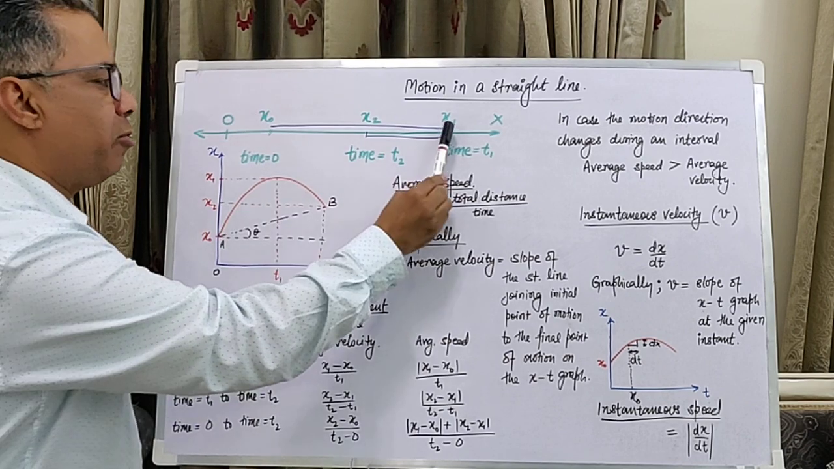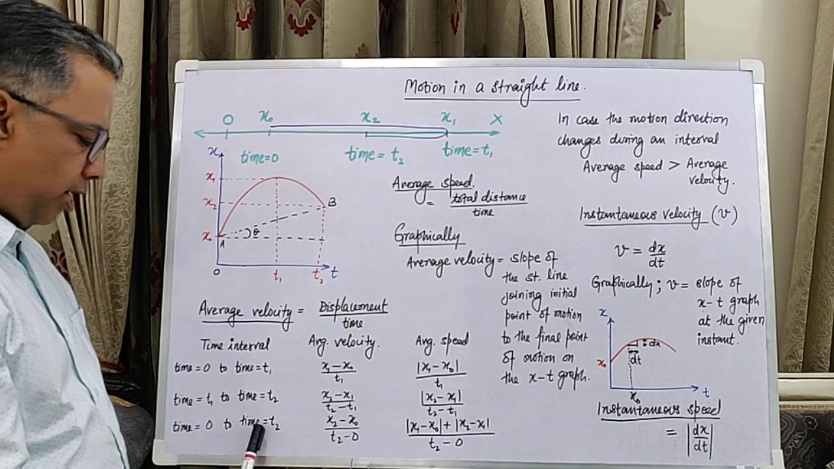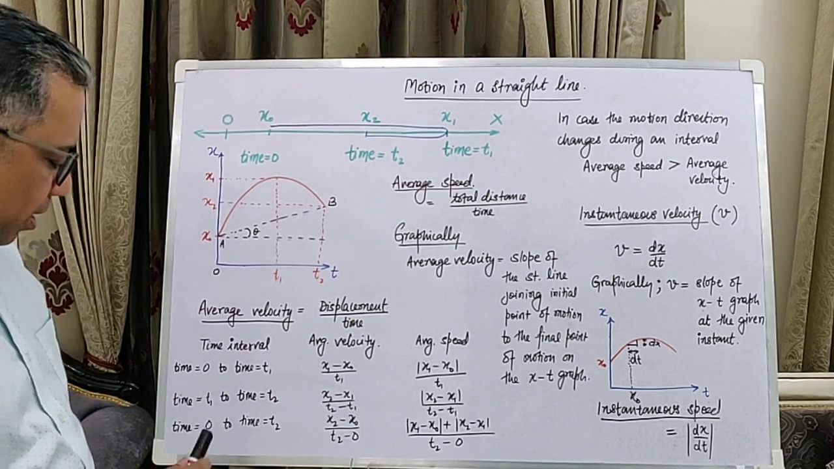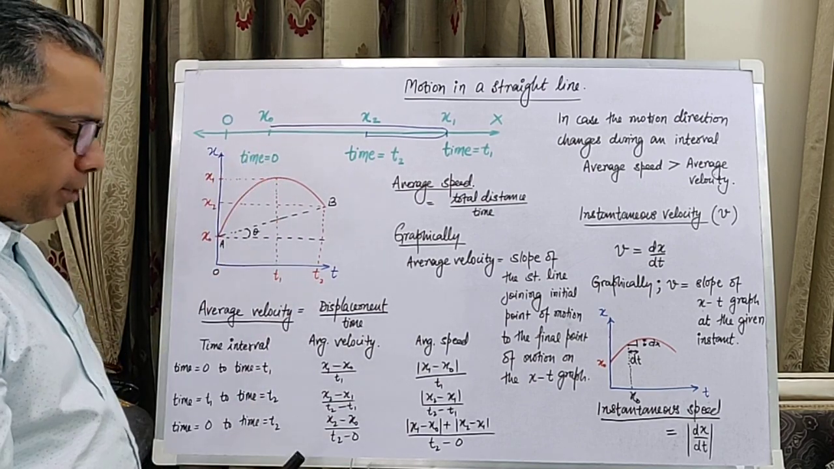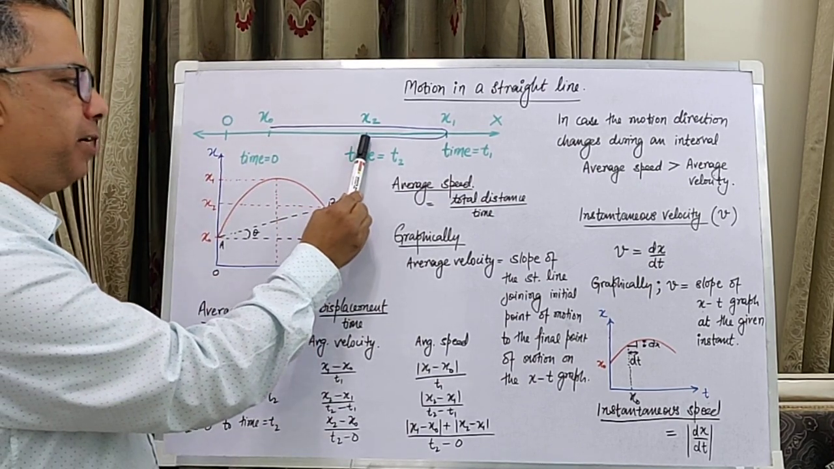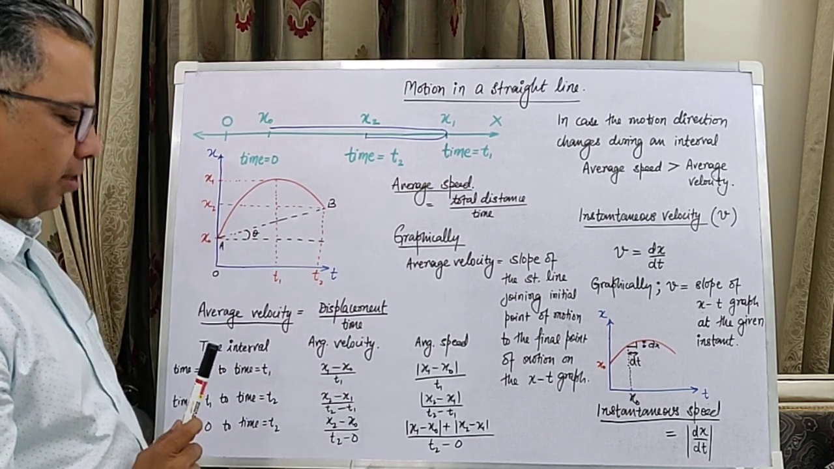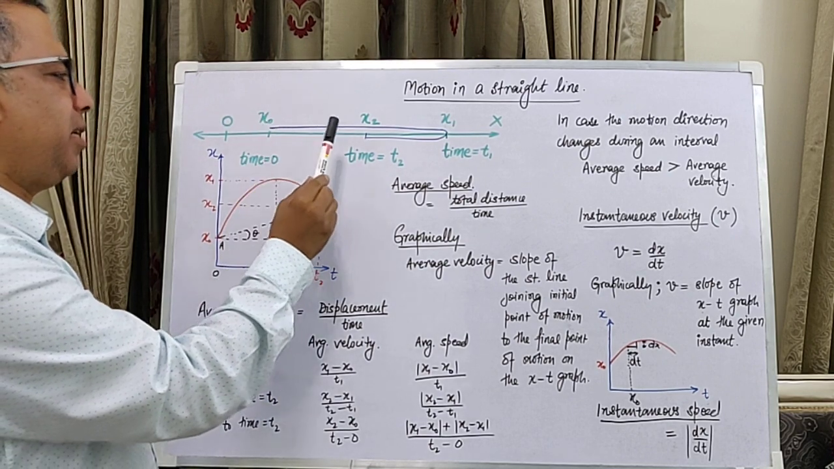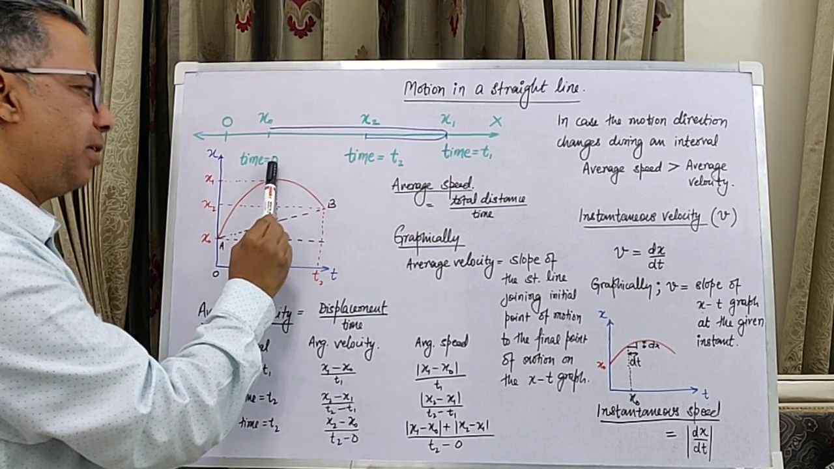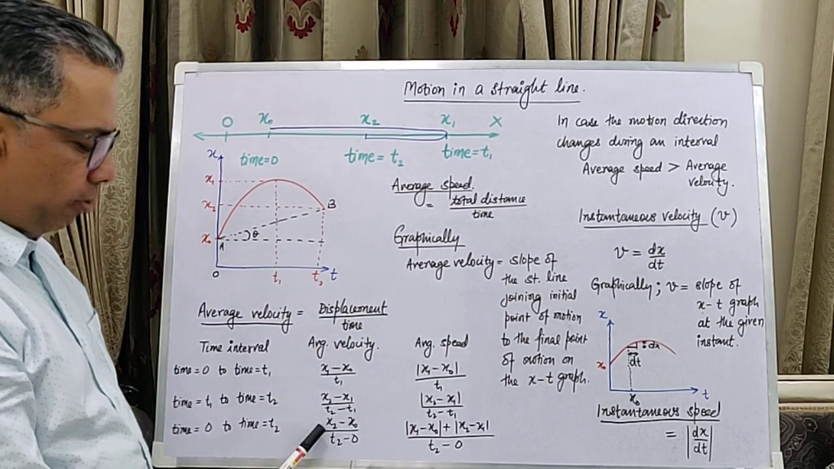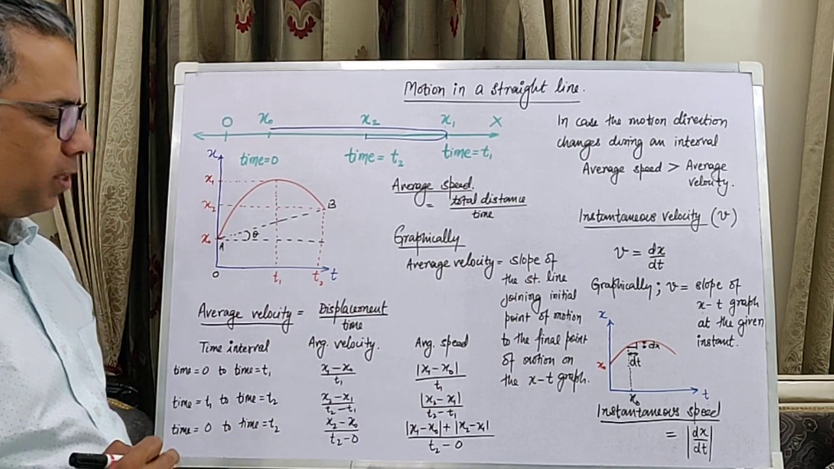Let's look at the entire motion now for the third interval from time equal to 0 to time equal to t2. Now from time equal to 0 to time equal to t2, the displacement will be the final position x2 minus the initial position. So x2 minus x0 is the displacement, and the total time taken from this position to this position will be t2 minus 0. And therefore the average velocity is x2 minus x0 by t2 minus 0.